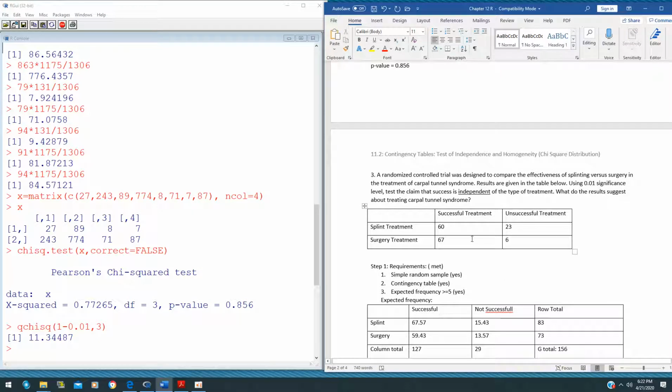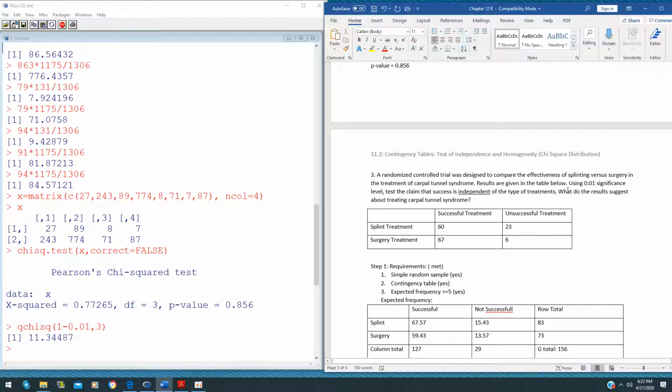Question 3. A randomized control trial was designed to compare the effectiveness of splinting versus surgery in treatment of carpal tunnel syndrome. These are the results given to us. Use a 0.01 significance level to test the claim that success is independent of the type of treatment. So again, this is independence. We are doing a hypothesis test of independence here.